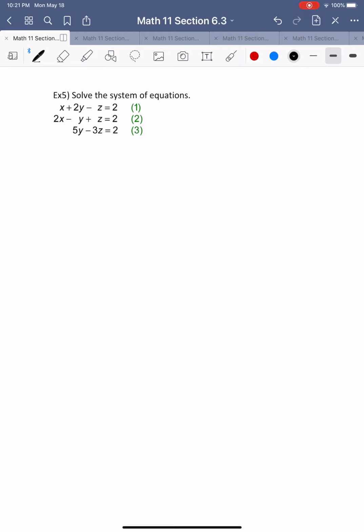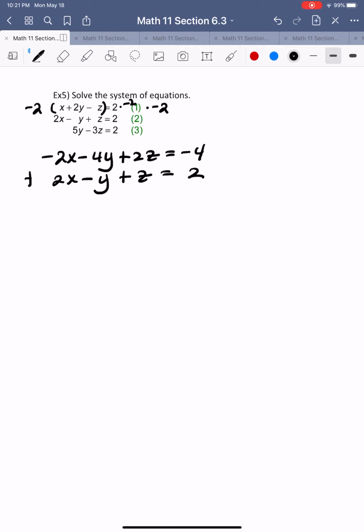So the same thing. I think I want to eliminate the x terms from the equation 1 and 2. So before that, I'm going to multiply negative 2 here. If I multiply by negative 2, I got negative 2x minus 4y plus 2z equal to negative 4. The 2x minus y plus z equal to 2. And then that's equation 1 and equation 2 together. And then x term cancel, negative 5y plus 3z equal to negative 2, which is equation 4.